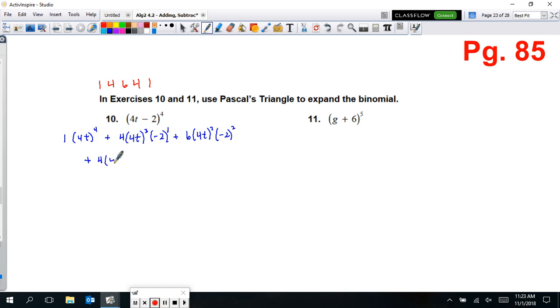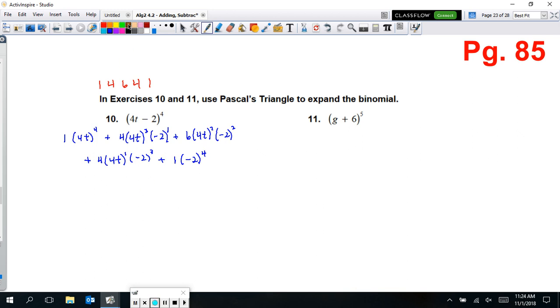Our Pascal number is 4, and we have our 4t, and it's going to go down 1 to 1. And your negative 2 is going up 1 to 3. So again, 1 plus 3 is giving me that 4. Plus the last term here. So Pascal number 1, 4t. Actually, I don't need a 4t really. I just need my negative 2. So I don't need 4t on this one because 4t will be to the 0 power. And so you're not even going to need to write that. So it's just going to be the negative 2 to the 4th power. So that's it all out here.